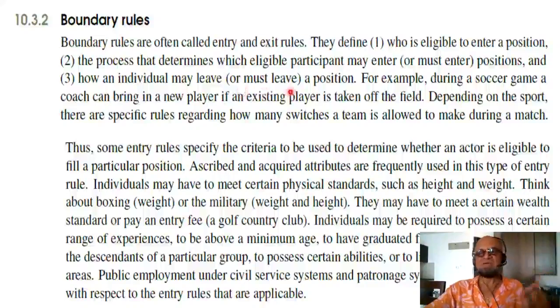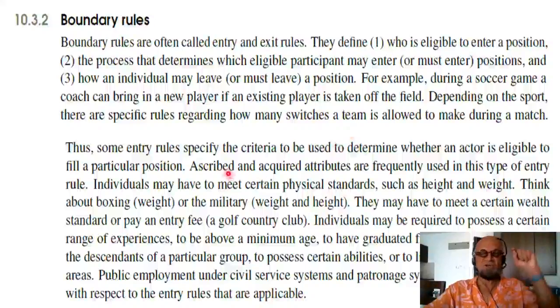So you can again imagine games where this happens. For example, during a soccer game, a coach can bring in a new player if an existing player is taken off the field for whatever reason. Depending on the sport, there are specific rules regarding how many switches a team is allowed to make during a match. You cannot keep on making switches. There are limits, so you have to choose wisely as well.